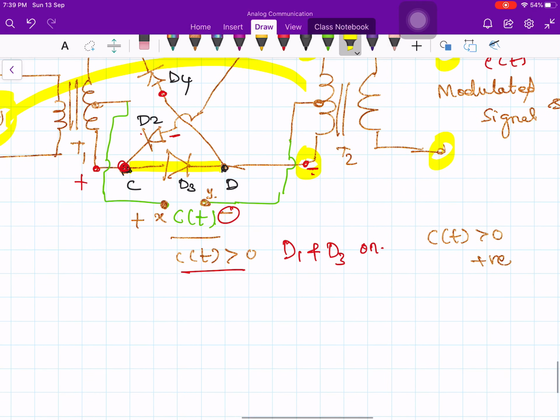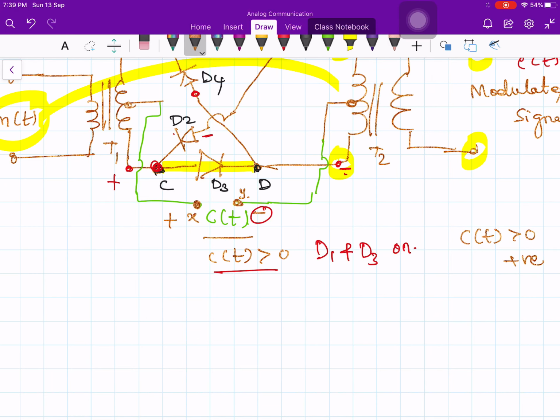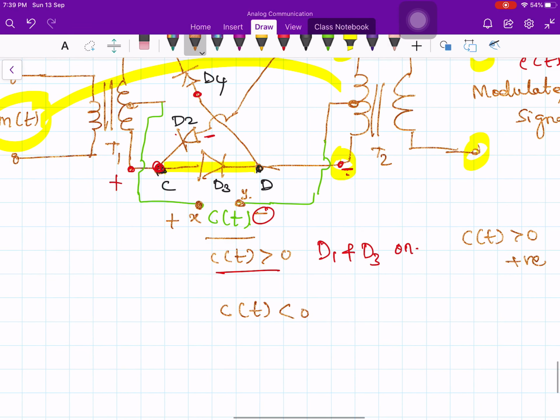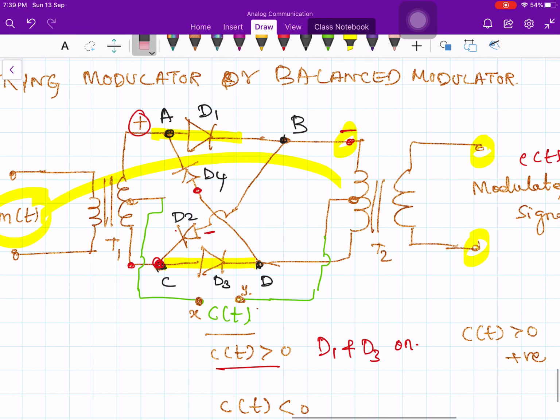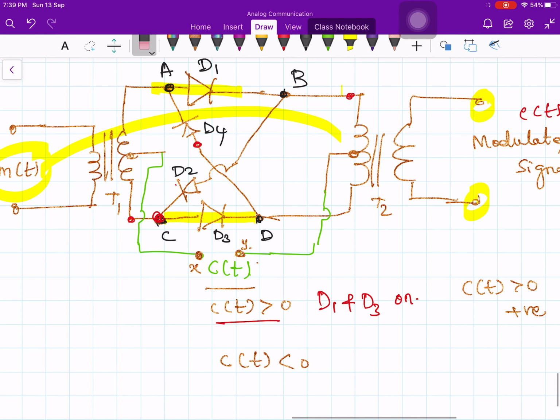Now let us consider the other case. If c of t is less than 0, that means negative. Let me delete all this. Let us assume this is positive and this is negative. The reverse operation: D1 and D3 will be off.